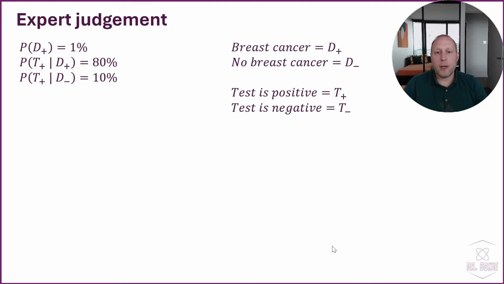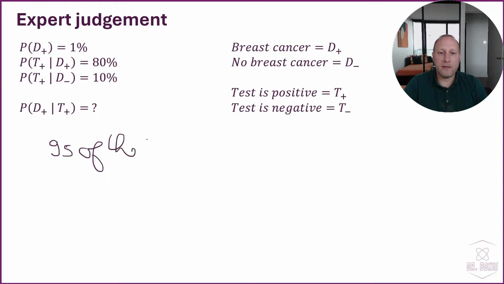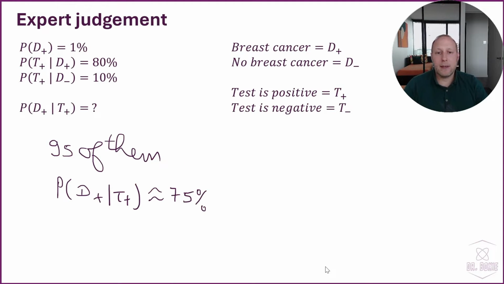The question that we are asked is, what is then the probability of, if you know that the test actually was positive, so the test claims you have breast cancer, what is the probability that you actually do have it? Now, this test was put to 100 medical experts, and 95 of them claimed that this probability was approximately 75%.